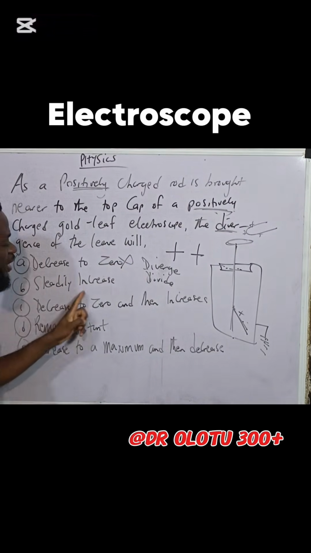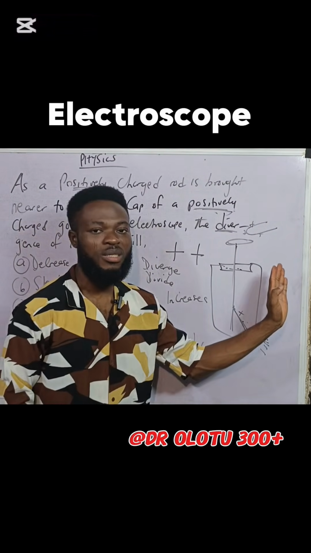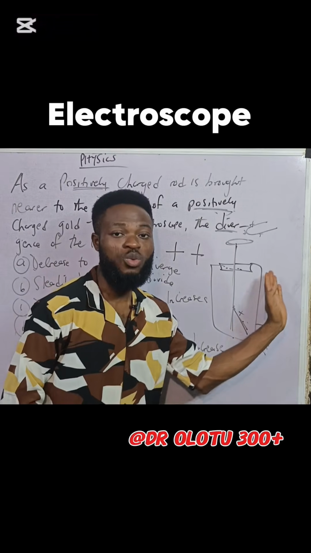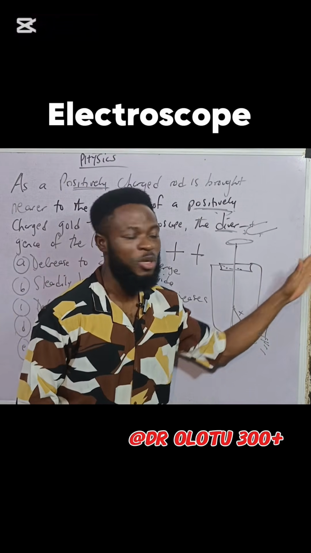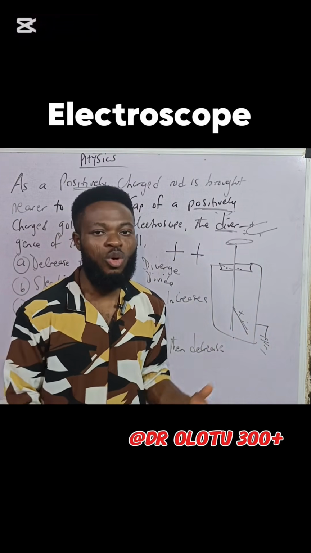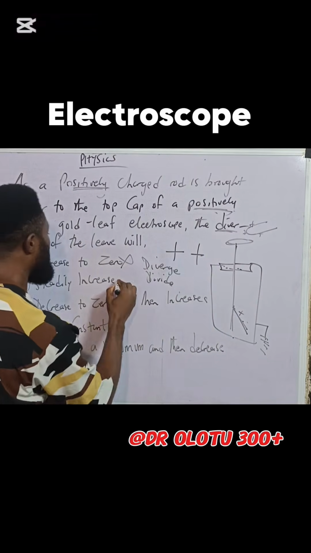Option B says steadily increases. Of course, it will increase. From where it is now, it will start moving this way, start diverging more because the charges are similar and there should always be repulsion. So option B is correct.